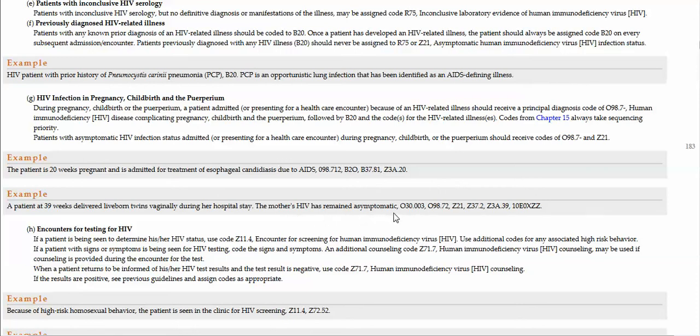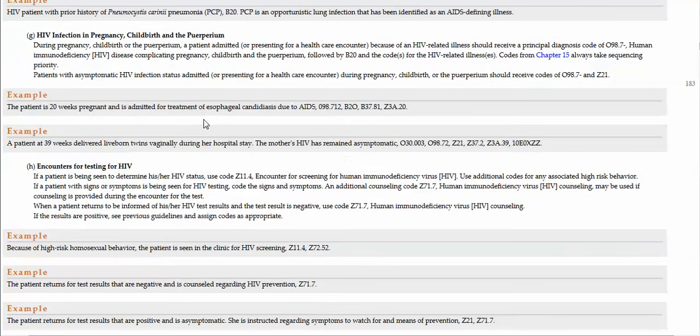The mother has been asymptomatic, okay? So we have to just pay attention to the fact that childbirth changes everything.